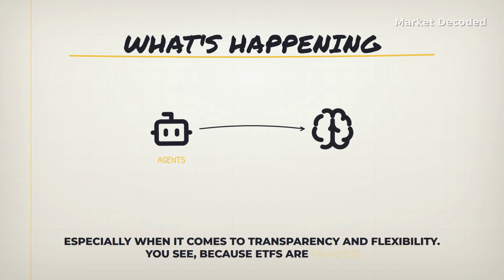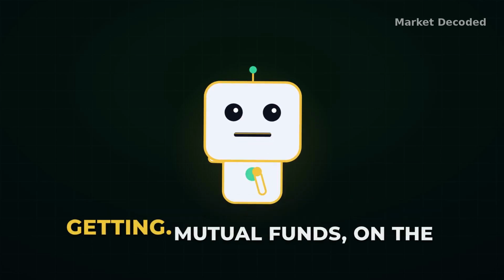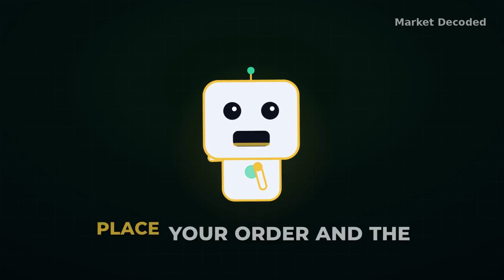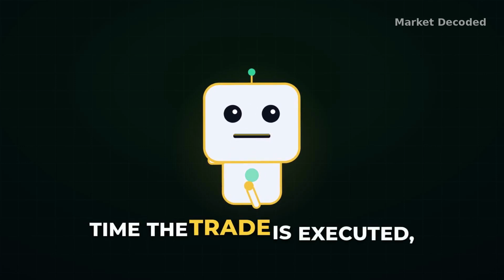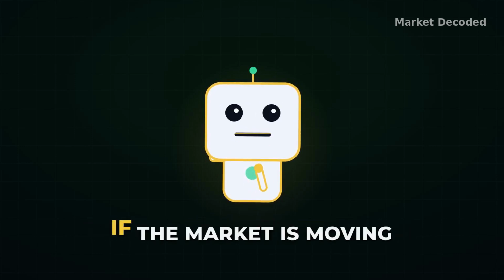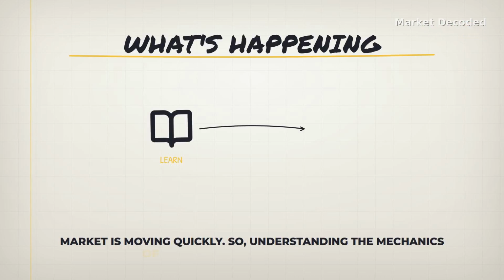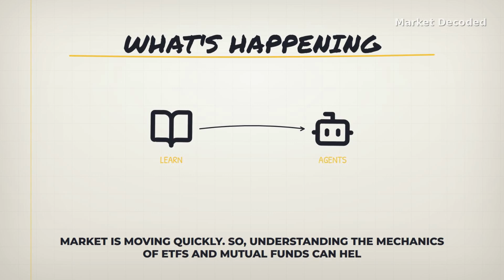You see, because ETFs are traded on exchange, their prices are constantly being updated, so you always know exactly what you're getting. Mutual funds, on the other hand, can have a lag between the time you place your order and the time the trade is executed, which can be a problem if the market is moving quickly. So, understanding the mechanics of ETFs and mutual funds can help you make more informed decisions about your investments.